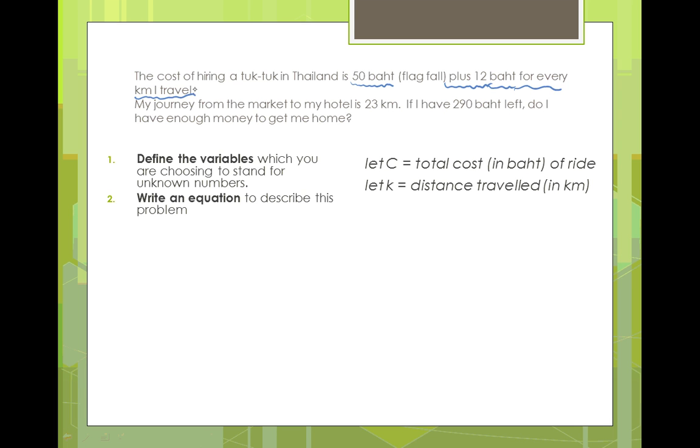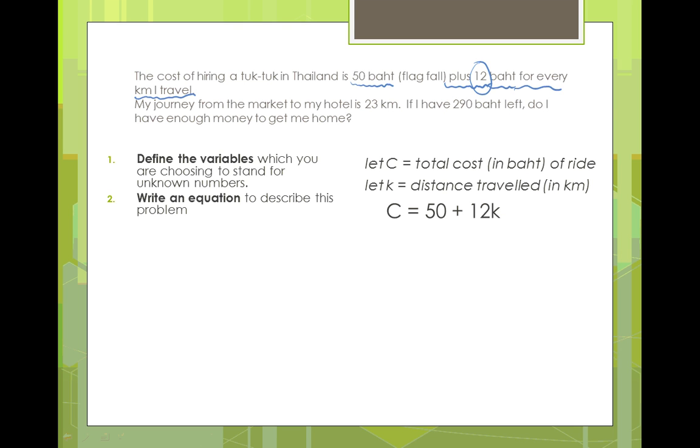If I travel 1 kilometre, I've got to add on one lot of 12. If I travel 10 kilometres, I would have to add on 10 lots of 12. Now, given that I've decided to let the distance that I travel be represented by k, then a possible way of setting out my equation could be this.